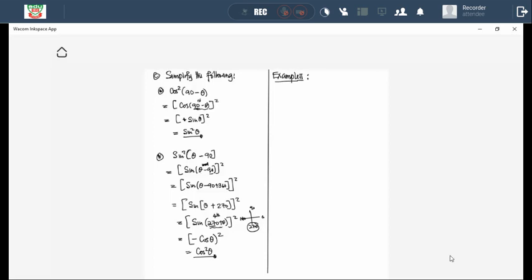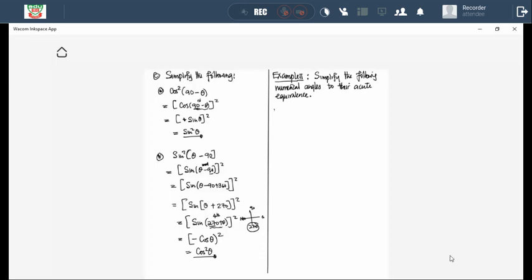Let's look at this. Simplify the following numerical angles to their acute equivalence, or just write in short, we can just say write them in terms of theta only.